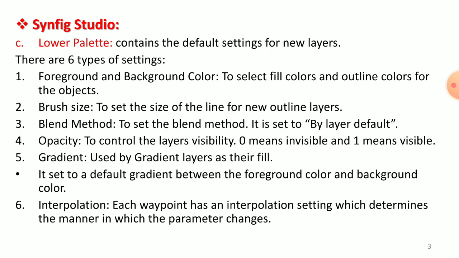Fourth, opacity. Opacity controls the layer visibility, from 0 to 1. 0 means invisible and 1 means visible. That is opacity. Fifth, gradient. Gradient is used by gradient layers as their fill. It is set to a default gradient between the foreground color and background color. You select the foreground color and background color, and the combination of the two colors is the gradient color.